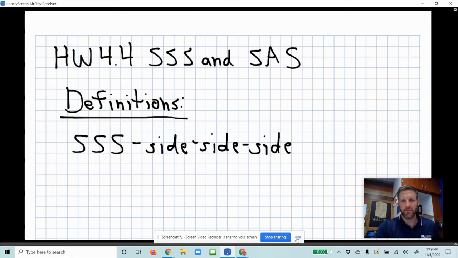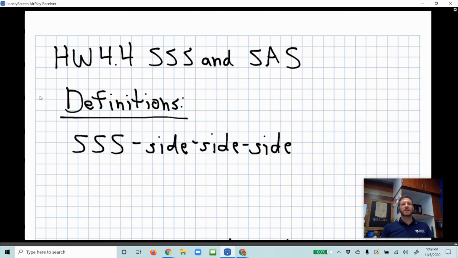We are here with lesson 4.4, something called side, side, side and side, angle, side, or SSS and SAS. So let's talk about what that is. Overall, we are dealing with triangle proofs in the last 3 lessons of chapter 4, and I think you're going to like what these two terms mean in terms of writing proofs, as much as we can ever like proofs. All right, so let's jump right in.